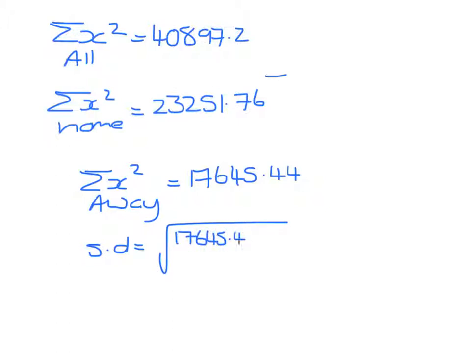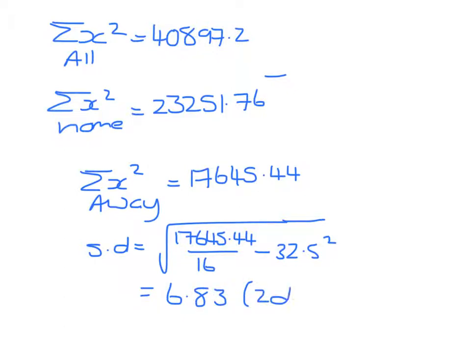So the standard deviation will be the square root of this value divided by the 16 away games minus 32.5 squared, which was my answer to part 1. So typing that into the calculator as it appears gives me a standard deviation of 6.83, and I've rounded that to 2 decimal places.